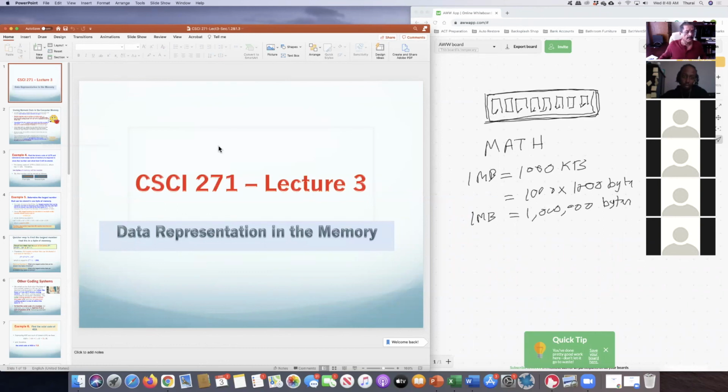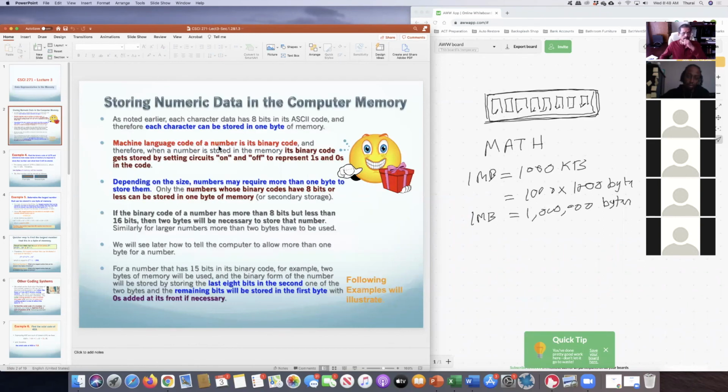So let's continue with the same idea, data representation in the computer. The numeric data, like I said earlier, all the alphabets and other symbols in the English language are coded using 8 bits, and that means all those characters can be stored in 1 byte. Each character will take 1 byte of memory. But when it comes to numbers, the binary code of the number is the ASCII code of the number. So depending on the size of the number, the ASCII code may be longer than 8.